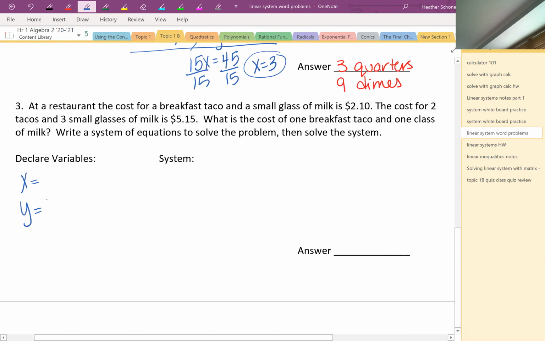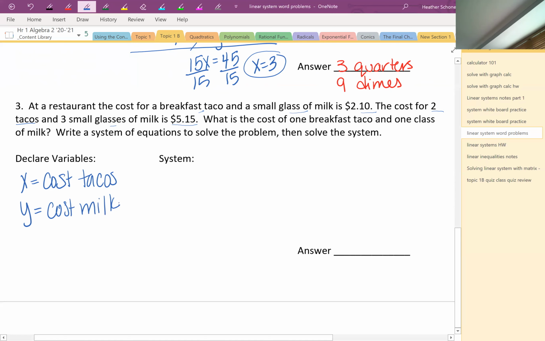Let's read the problem to figure out what's going on. At a restaurant, a breakfast taco and a glass of milk is $2.10. In addition, 2 tacos and 3 glasses of milk is $5.15. We want to know the cost of each taco and a glass of milk. So the 2 things that we're looking at are tacos and milk. We want to figure out the cost of each thing. So x is going to be the cost of the tacos, and y is going to be the cost of the milk.